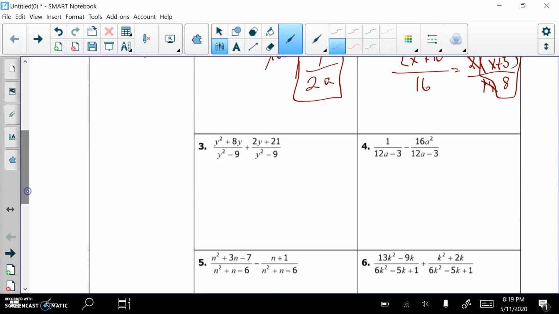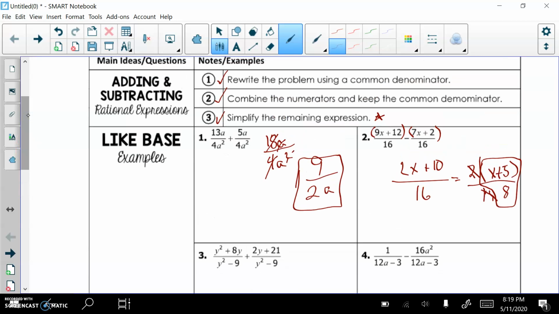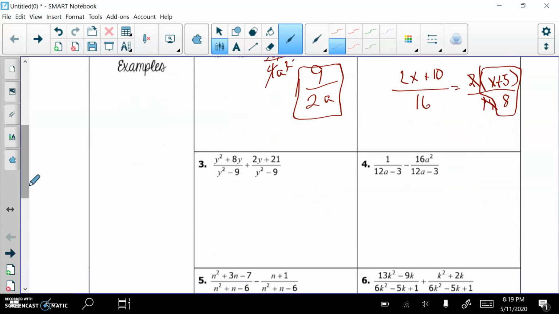Okay, now it gets a little fun. Even though we still have the same denominator, some things are going to happen because Rule 2 says combine the numerators, simplify the remaining expression. When something says simplify, they really mean simplify. So we're adding here. We've got y squared plus 10y. Well, that's bad. y squared plus 10y plus 21 over y squared minus 9.